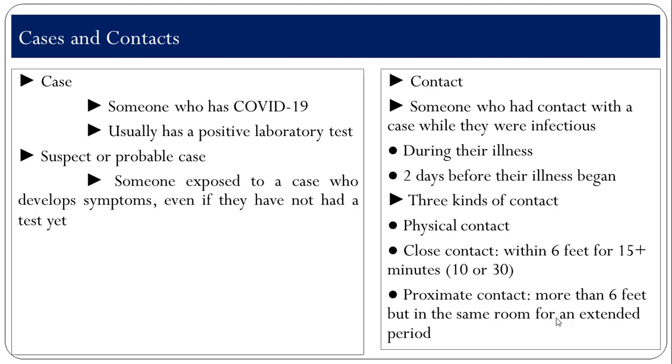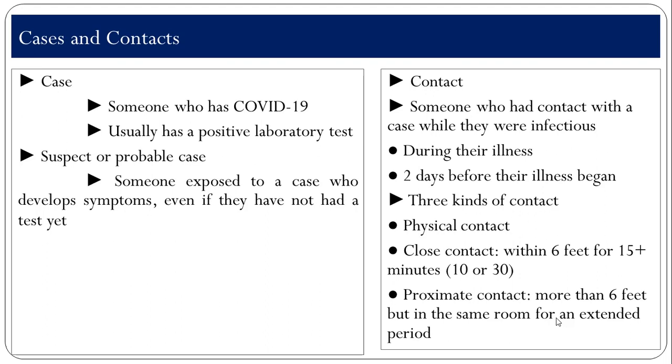A contact is someone who had contact with a case while they were infectious. So, basically this is someone who has been exposed to someone who was infectious. We care about contacts because they could have been infected, and because of that they need to take some special precautions. And we have three kinds of contact. We are going to discuss them one by one.